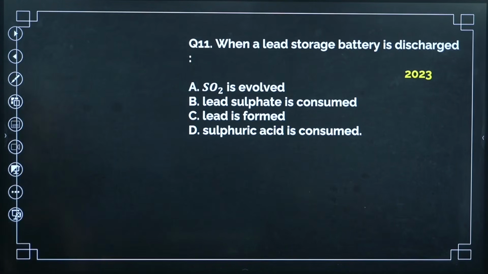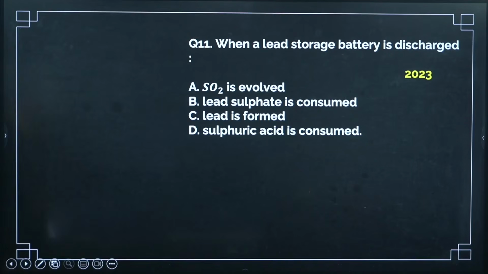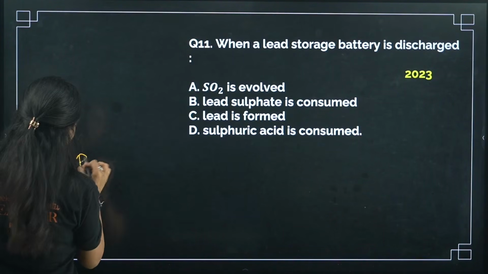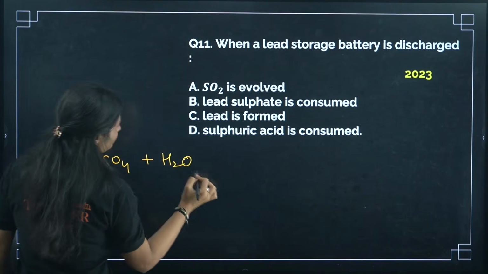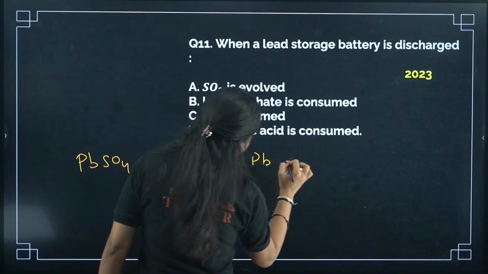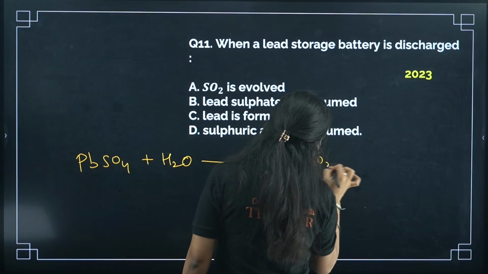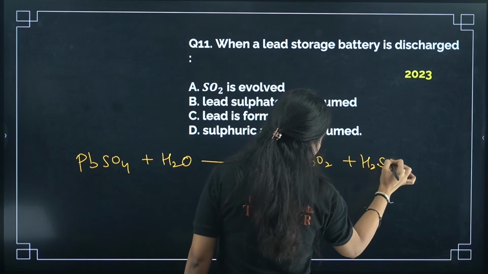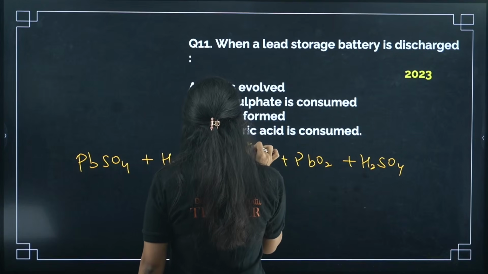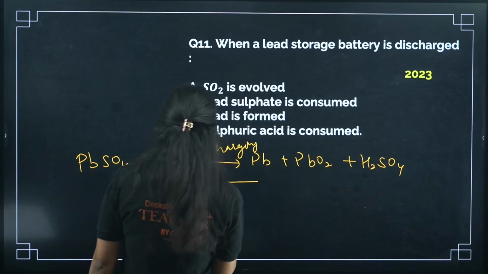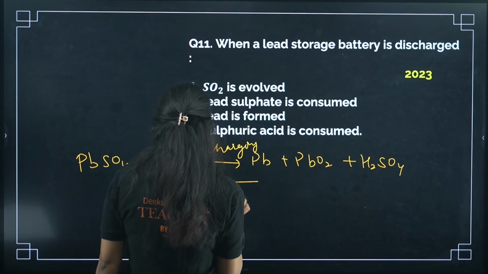Next question. When a lead storage battery is discharged, so we have the equation for charging. What was the equation? If I remember it correctly, PbSO4 plus H2O will give PbO2 plus H2SO4. This is the equation of charging. What will be the equation for discharging? This will be the equation for discharging.